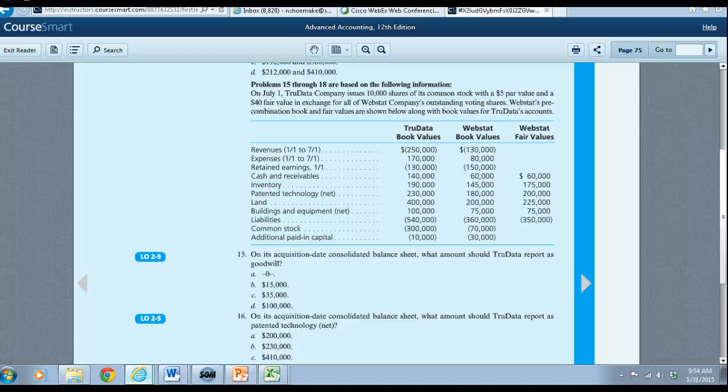So basically, what we're having to do here is calculate what we're paying for it, what's the book value of all the assets, what's the fair value, and allocating it to various accounts. Okay? So you see here, Webstat gives us the book values, but we are going to record things at fair value. Because the book value is just historical cost. In this scenario, since we're truly purchasing the company, we're purchasing assets at fair value, not book value.